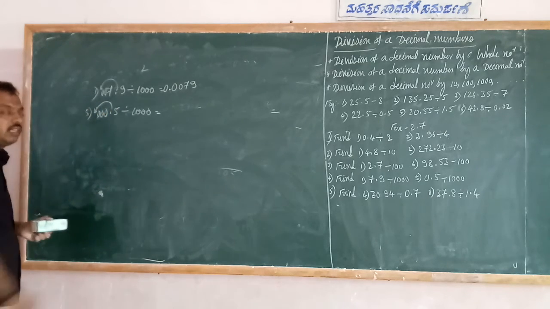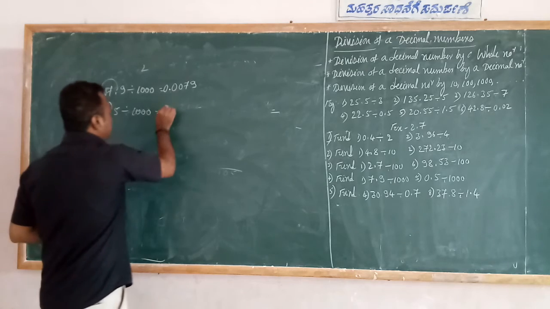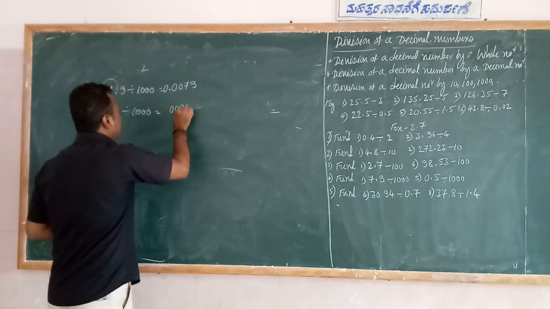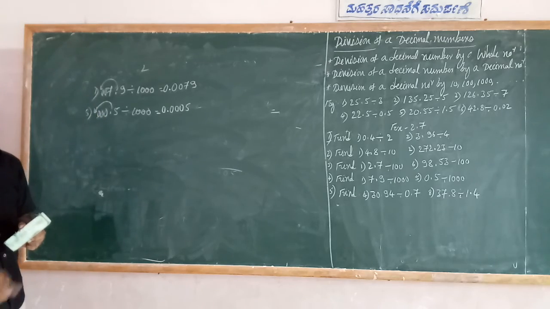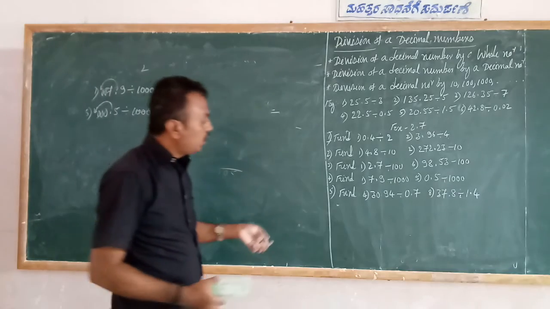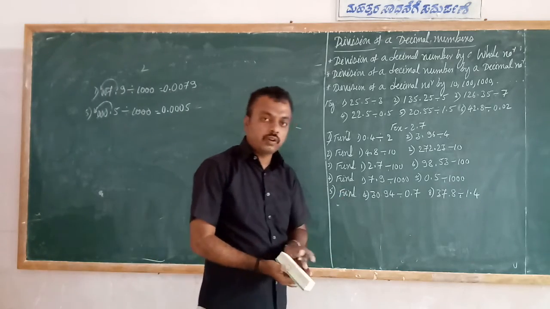So you have to shift the point 3 digits to the left. So it becomes 0005. Here put the point. Now 0.005 is the answer. Have you understood? So like this is there in the fourth main. The remaining questions are there in your textbook. You have to solve them at home.